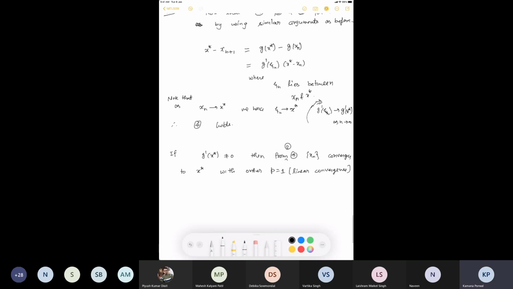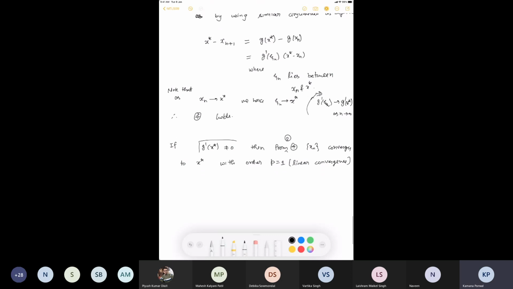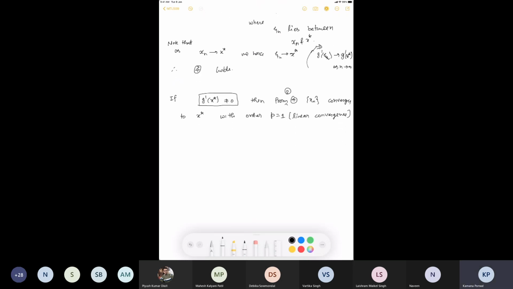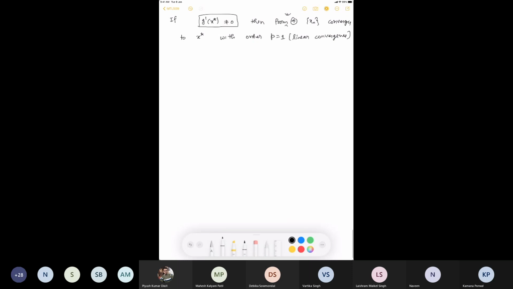Okay. So note that I have taken g prime of x star not equal to 0. If this is 0, then we will further see what happens. We'll get a better convergence than the linear convergence. So just keep that in mind: the case g prime of x star equal to 0 will be discussed further. In that case, what we will observe is that the convergence is not linear. It will have a higher order than 1.